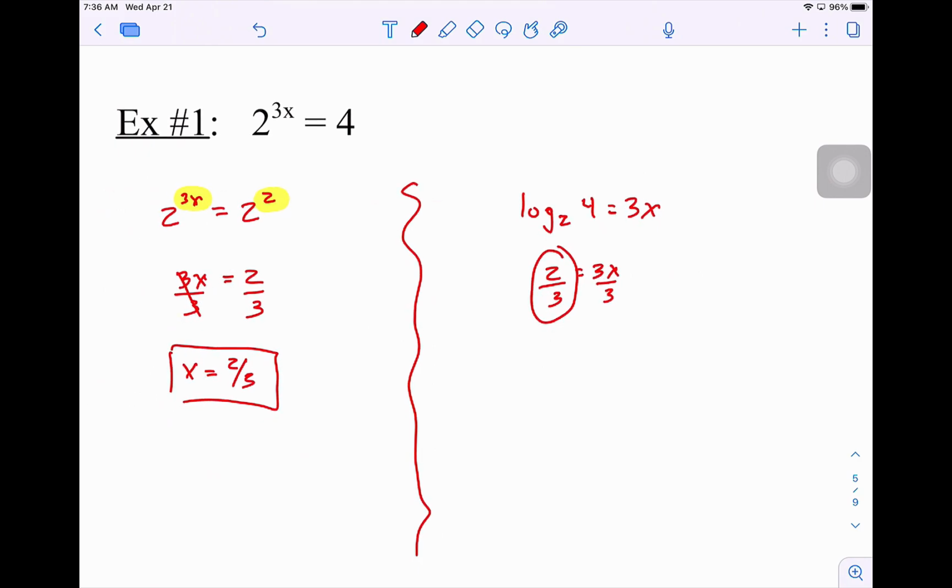So you could use the definition of a log when you have the same base. It kind of turns out nice. Or just get them equal to the same base and set the exponents equal to each other. And that's kind of the idea. Anybody have any questions on the first one? Because this is the basics of what we're going to be doing. Okay, then let's go to the next example.